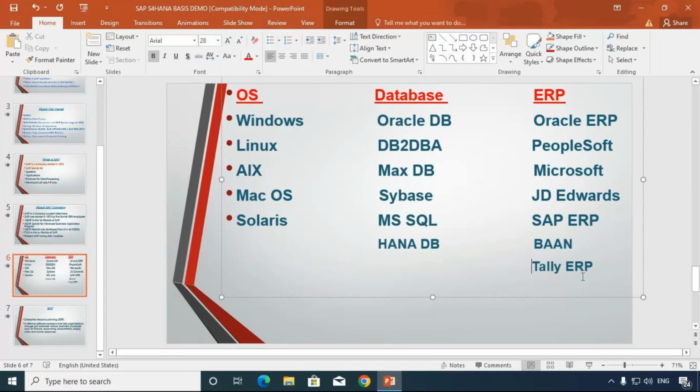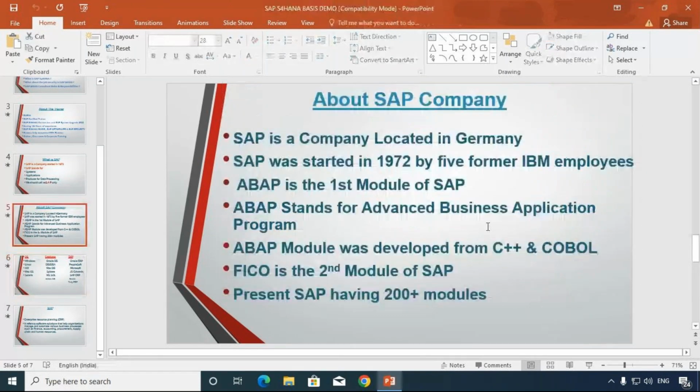We'll discuss ERP. Already we discussed SAP. SAP was started in 1972 in Germany, by former employees of IBM. ABAP is the first module of SAP. ABAP stands for Advanced Business Application Program.